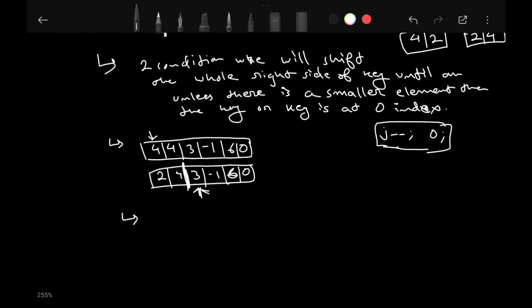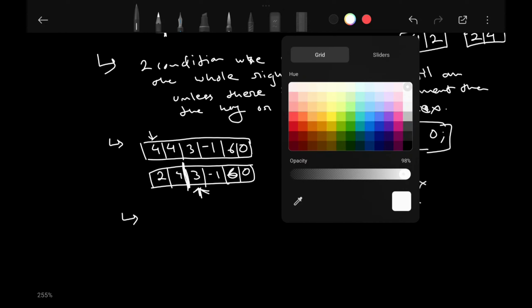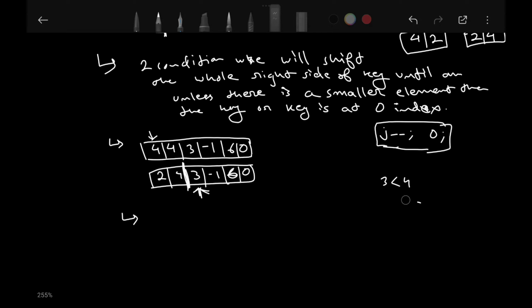Now we are considering 3 as our key. Let's again compare. Is 3 smaller than 4? Is 3 smaller than 2? Okay, I made a mistake here. Actually, 3 is smaller than 4. Yes, 3 is smaller than 4.